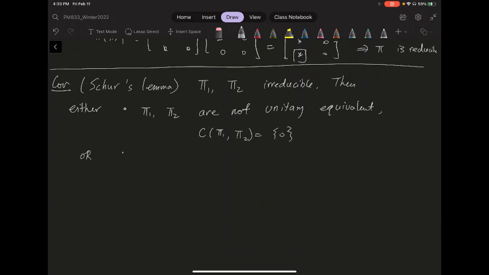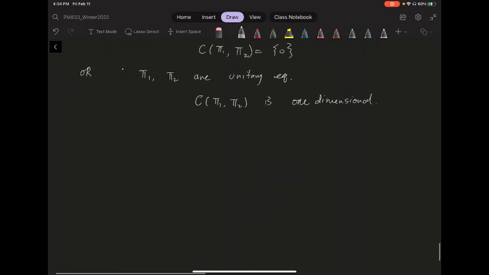Or if pi 1 and pi 2 are unitarily equivalent, in this case, the C of pi 1 and pi 2 is just going to be a one-dimensional space. Okay, so it's one-dimensional. It essentially means you can only find one unitary that implements this unitary equivalence. You can take the span of that one unitary, they're still going to intertwine them, but that's pretty much it. Okay, so the proof is kind of simple from what we just proved.